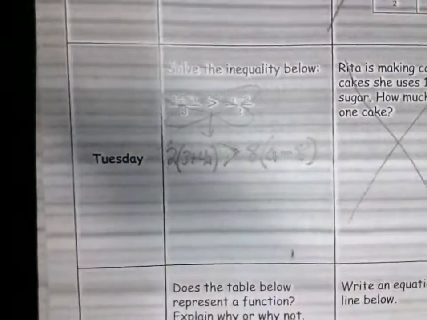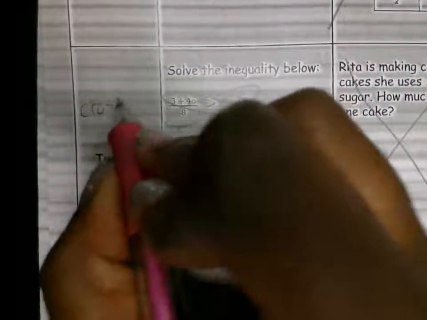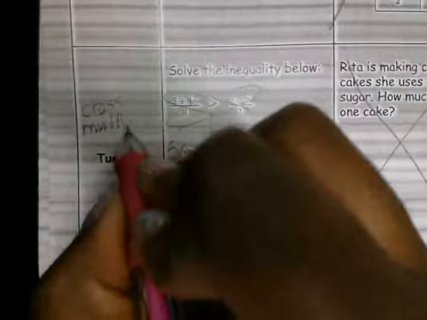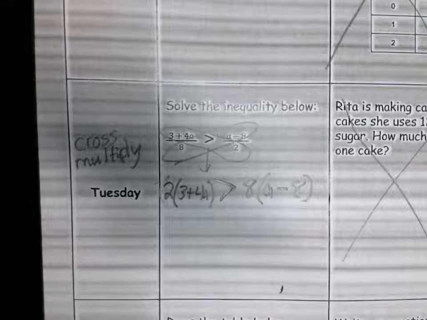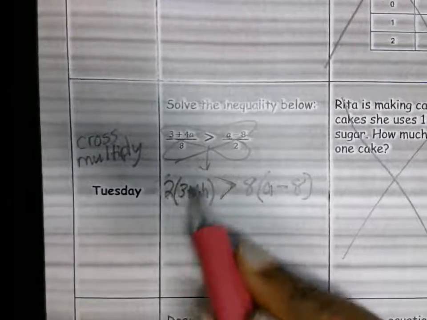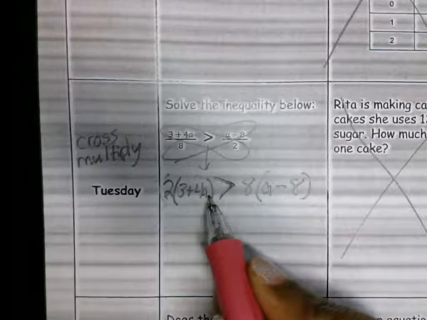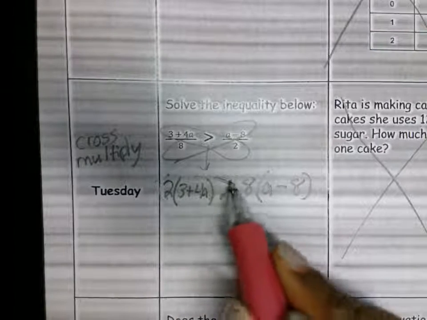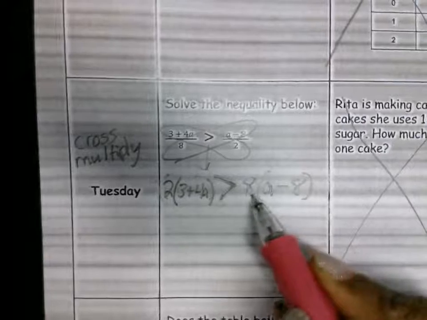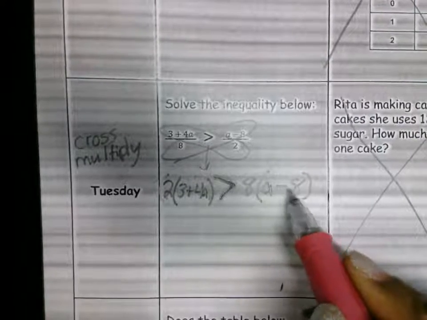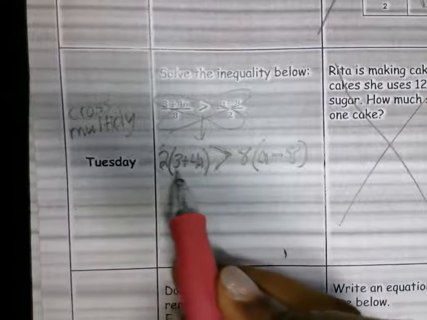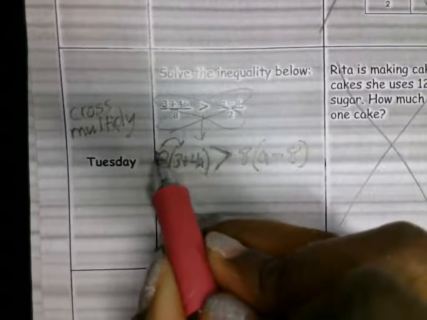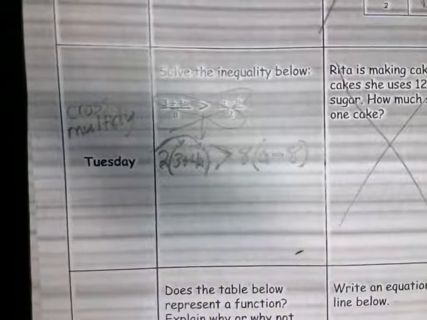So we're using cross multiplication to solve. We're going to cross multiply. And this is 2 times 3 plus 4a. This inequality is greater than 8 times a minus 8. Now we're going to solve. We're going to solve by using distributive property first. So we're going to multiply the 2 times both numbers in the parentheses, both terms.